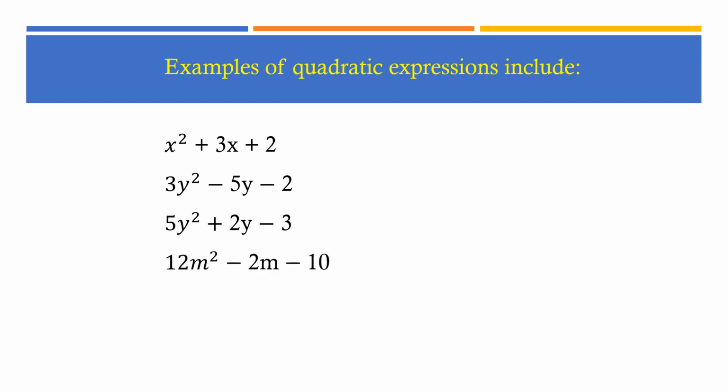The next example we have here is 12m squared minus 2m minus 10, followed by this last example, 25n squared minus 23n minus 2. All of these examples are quadratic expressions because they are in the form ax squared plus bx plus c. In quadratic expressions, the highest degree we have is 2. Is that okay? For this last example, our a value is plus 25, the b value is minus 23, and our c value is minus 2. Is that okay? Let's go to the next slide.